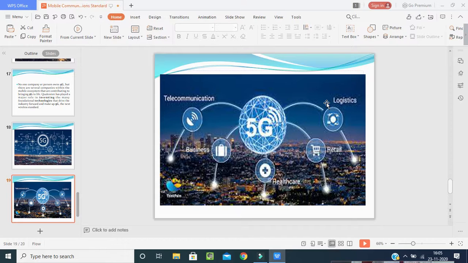I hope, students, you understand the topic, and these are the main points of the topic concerning 3G, 4G, and 5G.